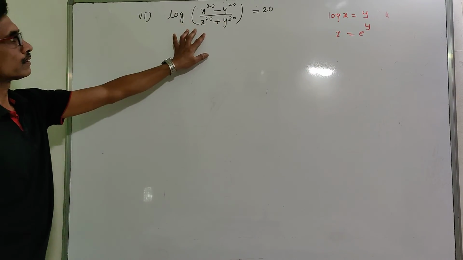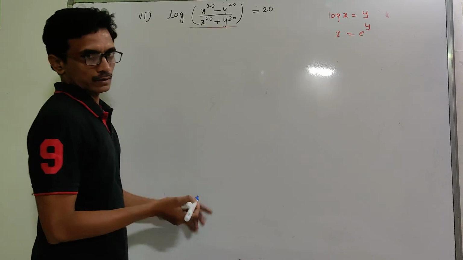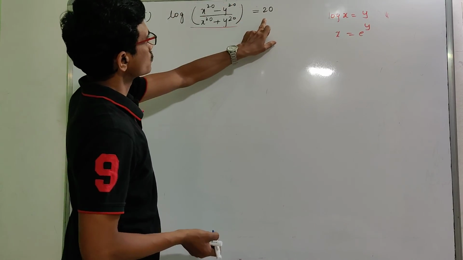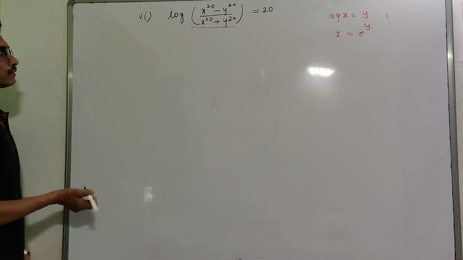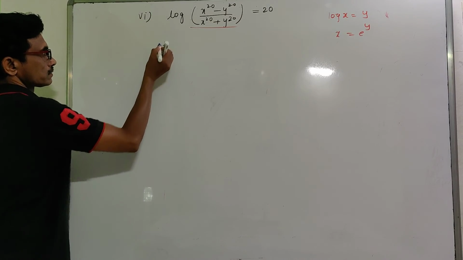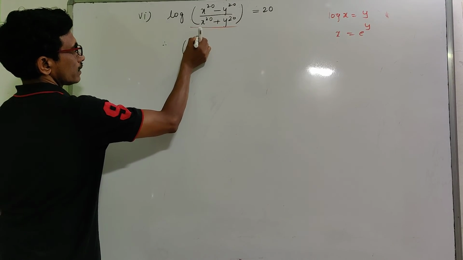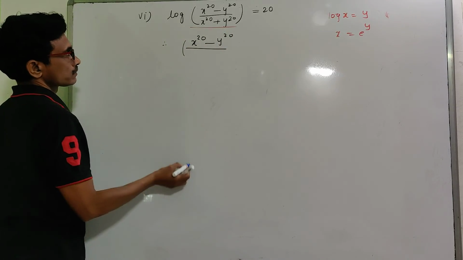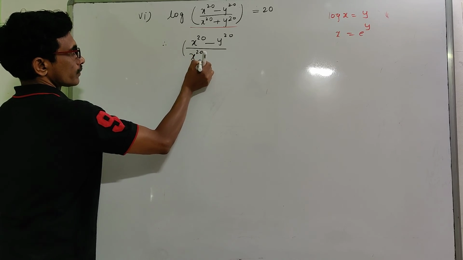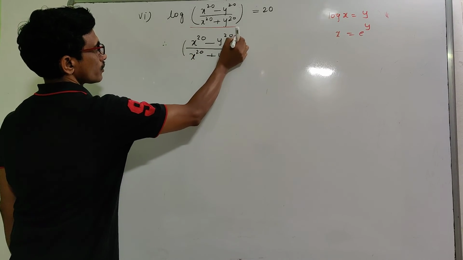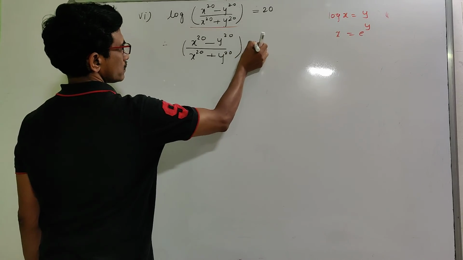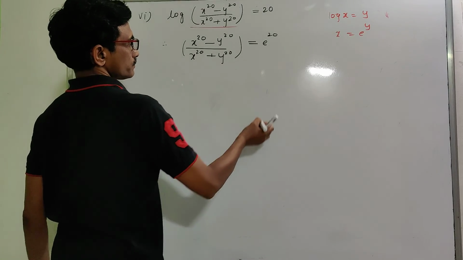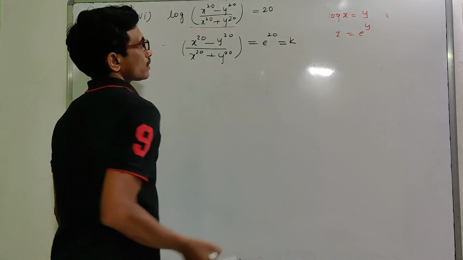So same here we apply: log of this is equal to 20, so this expression will be equal to e raised to power 20, which is constant. Therefore we apply this: (x raised to power 20 minus y raised to power 20) upon (x raised to power 20 plus y raised to power 20) is equal to e raised to power 20. So whatever it is, it is constant, this is equal to k constant.